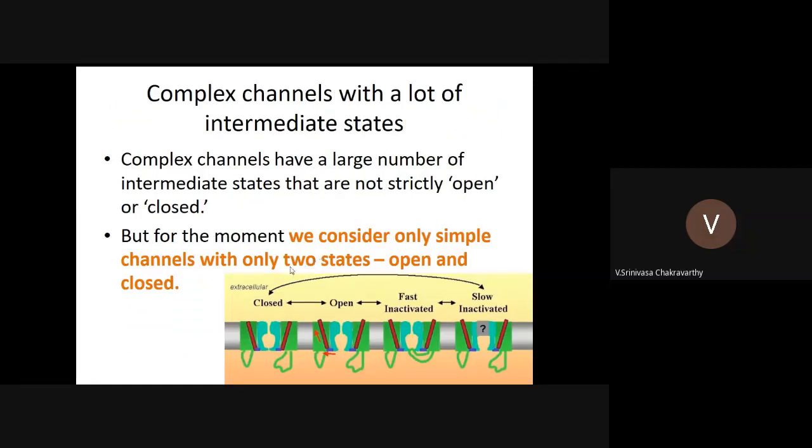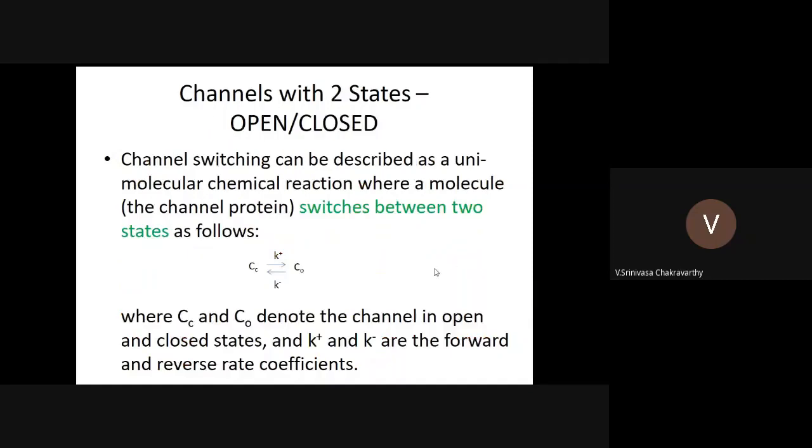First we consider only simple kinds of channels which have only two states, the open state and the closed state. In general, channels can have lots of intermediate states, but describing the dynamics of such channels becomes more complicated. In the Hodgkin model, they assume very simple channels which can only switch between two states. So imagine a channel can be in either a closed state or an open state. From closed to open, imagine it as a reaction, proceeds with a reaction constant of K plus, and from open to closed, the reverse or backward direction, proceeds with a reaction constant of K minus.